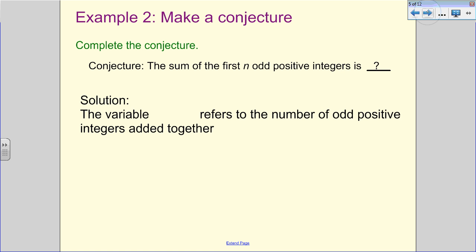All right, so example number 2, once again, we're still making conjectures. So the sum of the first n odd positive integers is. So we need to figure that out. So our solution here is the variable n, which they put up here. This variable n refers to the number of odd positive integers that we've added together. So that value, because it's a variable, is going to change. So we may have 2 odd integers added together, 3, 4 added together.